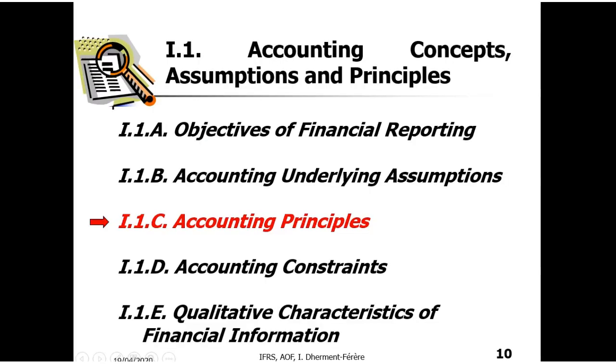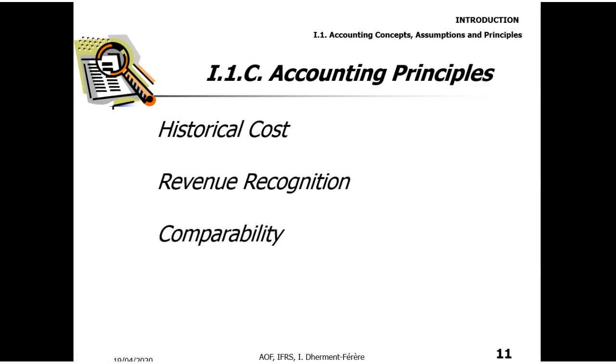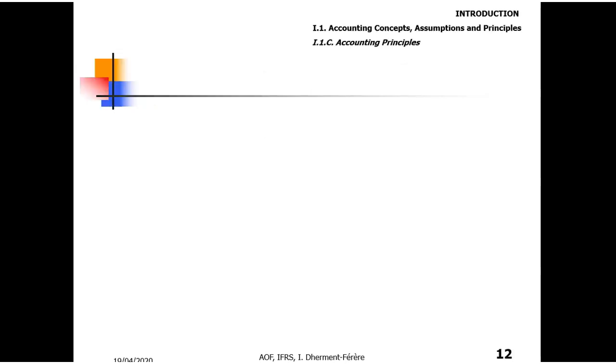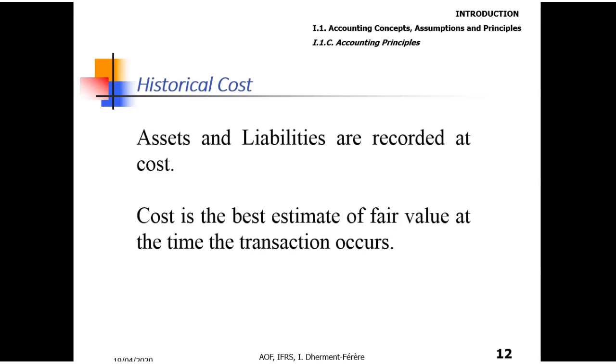Accounting principles. In this part we will see historical cost, revenue recognition, comparability, full disclosure, and matching. Concerning historical cost, assets and liabilities are recorded at cost. Cost is the best estimate of fair value at the time the transaction occurs.